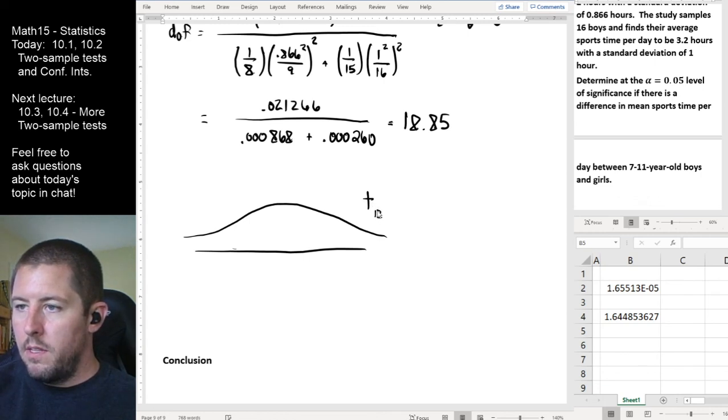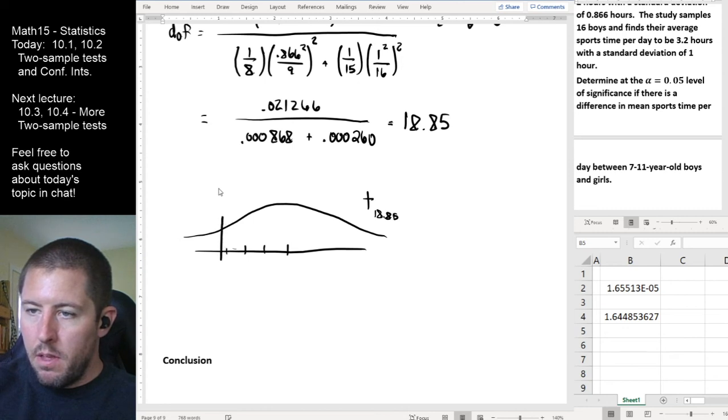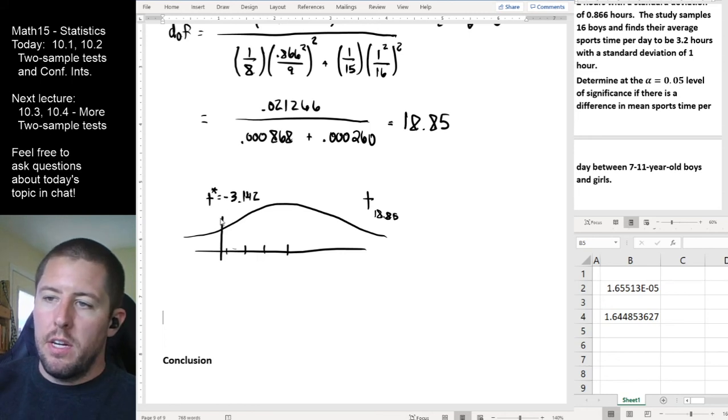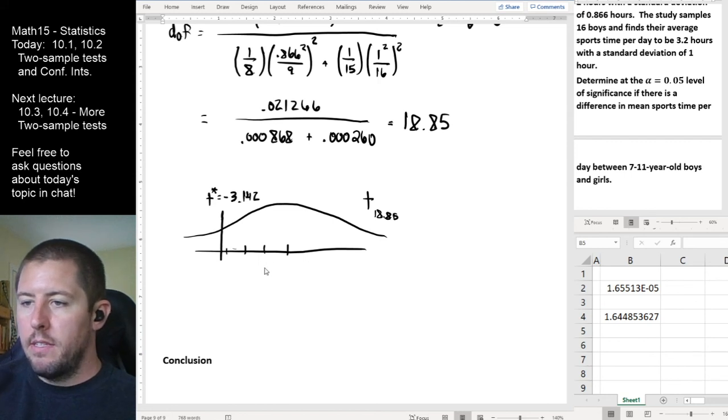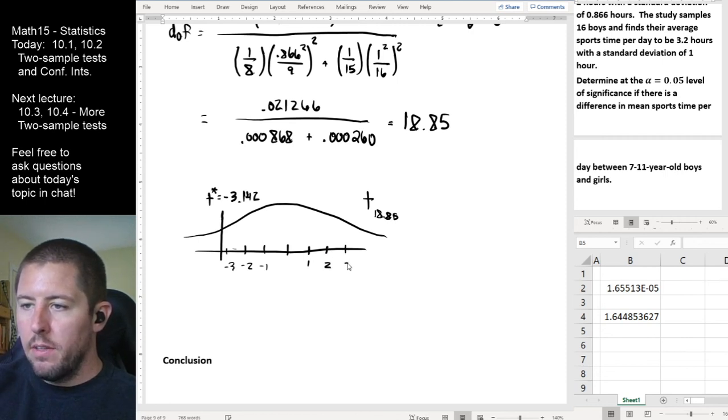t sub 18.85 right there is our t distribution with 18.85 degrees of freedom. What we can see is that we were at 1, 2, 3, and then some. We had that t star was equal to negative 3.142 or something like that, right? So there's our t star location right there. We have a two-tailed test, and so we need to make sure that we capture the area in both tails.